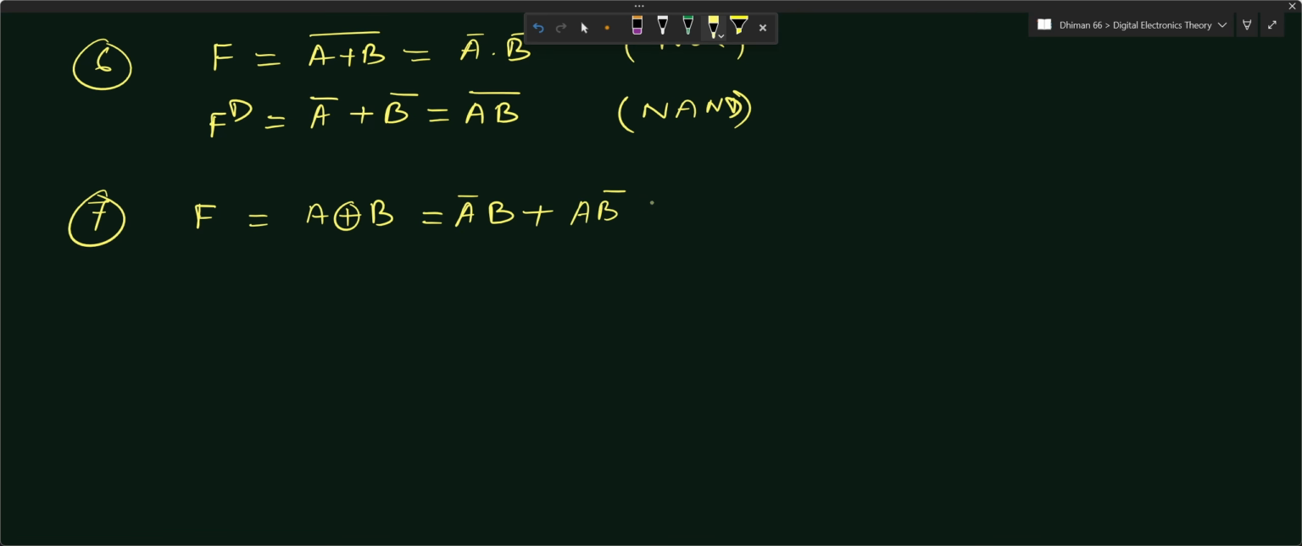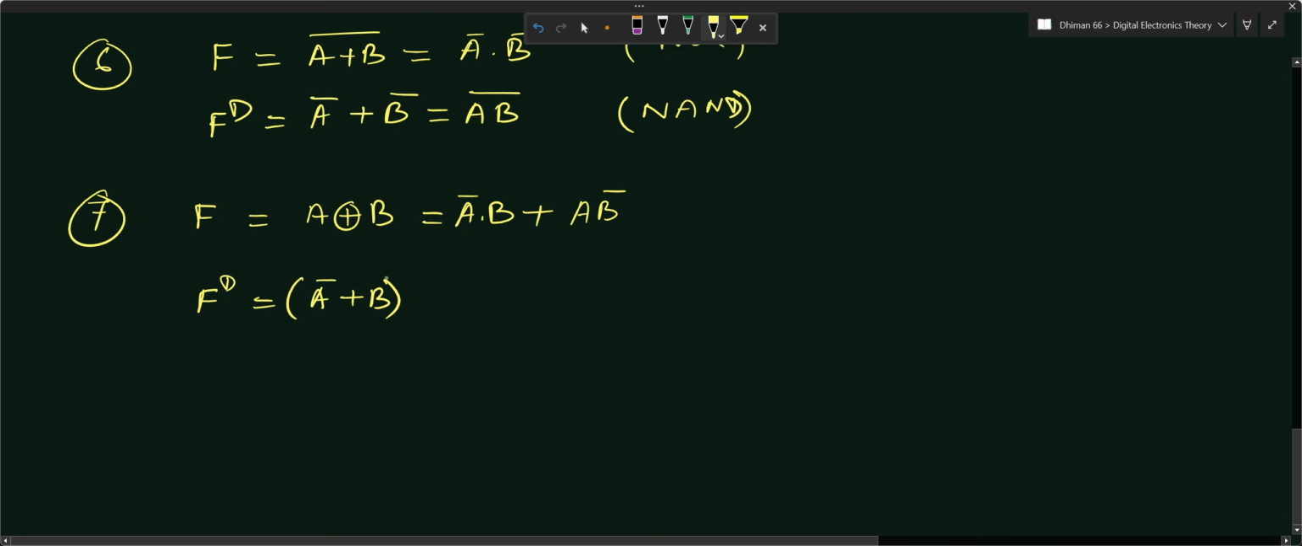Now if we want to find out the dual of the given function, we have to follow the steps. So A bar and B will remain as they are, but here we have a dot. This dot will be replaced with a plus. That means this AND operation will be replaced by OR operation. So here we can write A bar plus B. Operands will remain as they are.